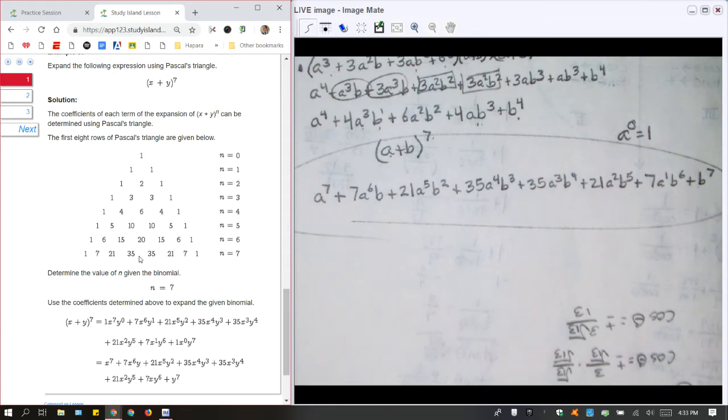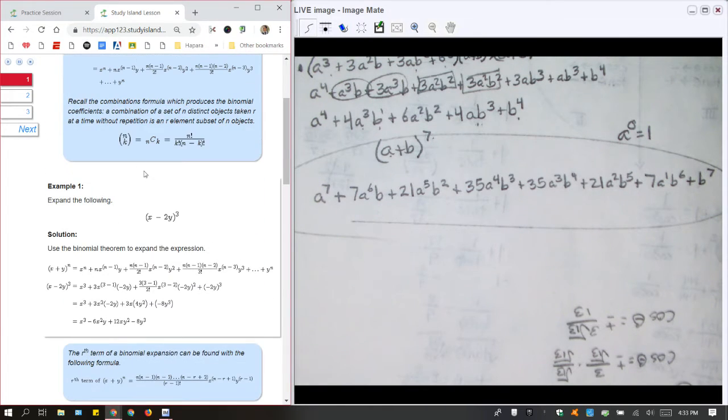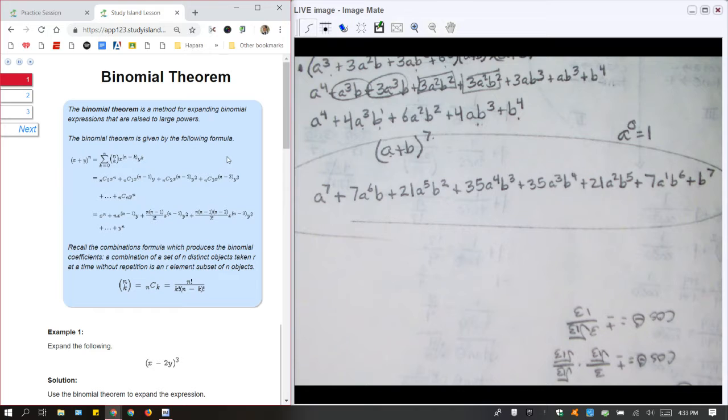You don't have to multiply it out every single time. Well, what does that mean? That means that we can identify exactly what term in each one of these has exactly which properties, and we can use these formulas to do so. So here we go. The binomial theorem is a method for expanding binomial expressions that are raised to large powers. The binomial theorem is given by the following formula.